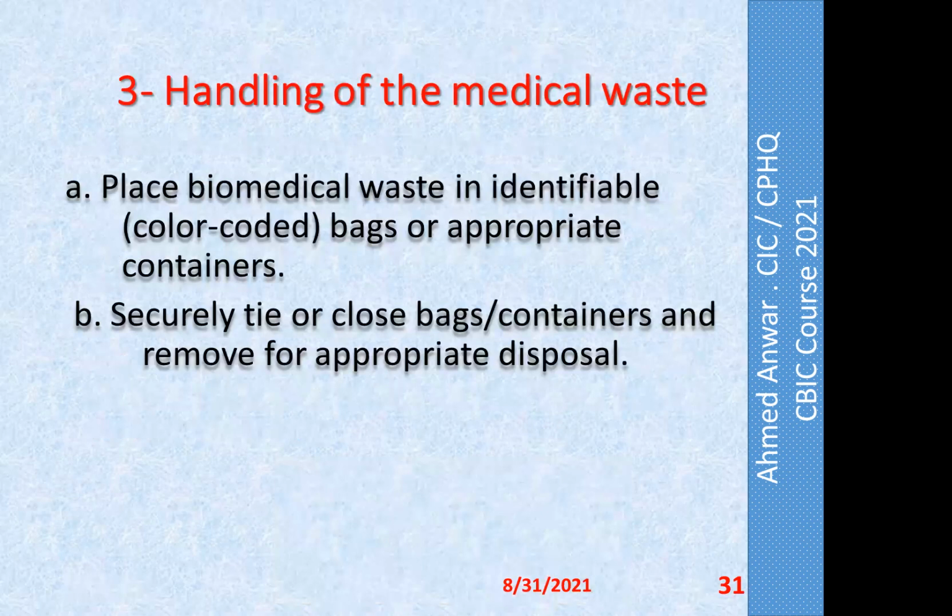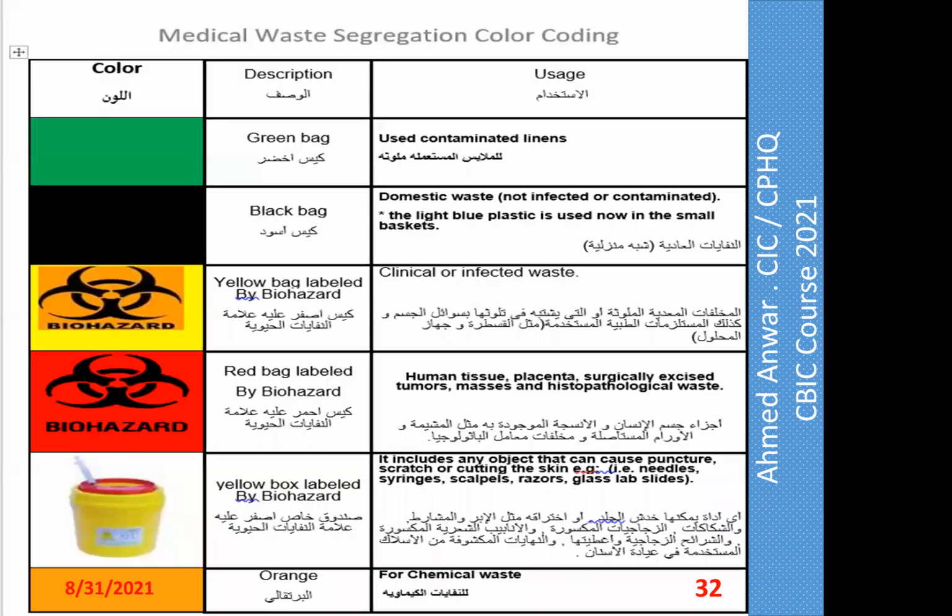Handling of medical waste. Of course, inside the hospital we have different types of waste, so each type has a specific way to be discarded. We can create a scheme like that for any hospital, according to the hospital policy. In our hospital, for example, we have a green bag for contaminated linen, a black bag for general waste, and a yellow bag for infectious waste contaminated with patient body fluid.